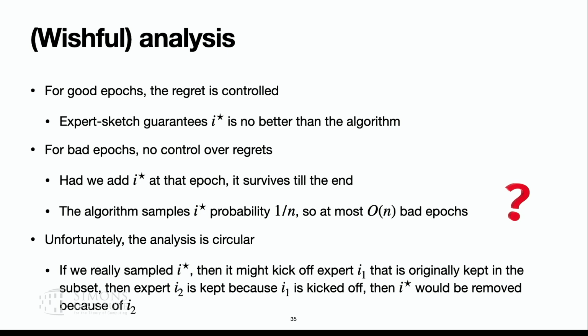The rough reason is we already fixed the randomness at the very beginning. So we consider a situation where we sampled and do some intervention and add I star to it. But if in the execution of the algorithm you really add I star, then it might kick off some other expert, say I1, and then some other expert I2 might just be kept because I1 is removed, and then I star will actually be removed sometimes in the future. So the short summary is that we fixed randomness at the beginning, so we can't really do the analysis.